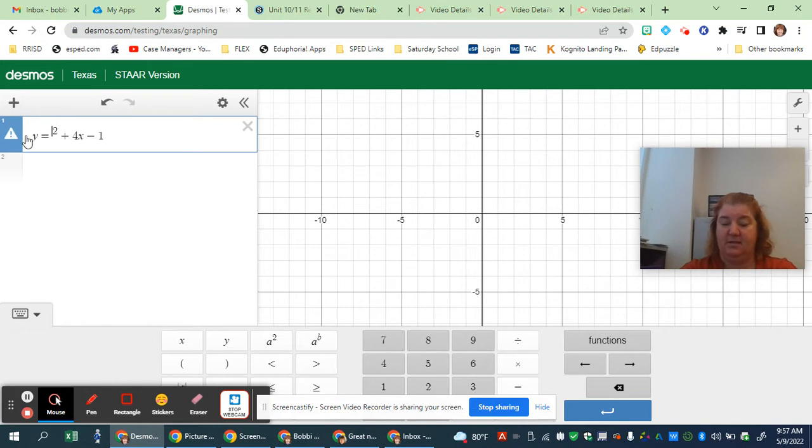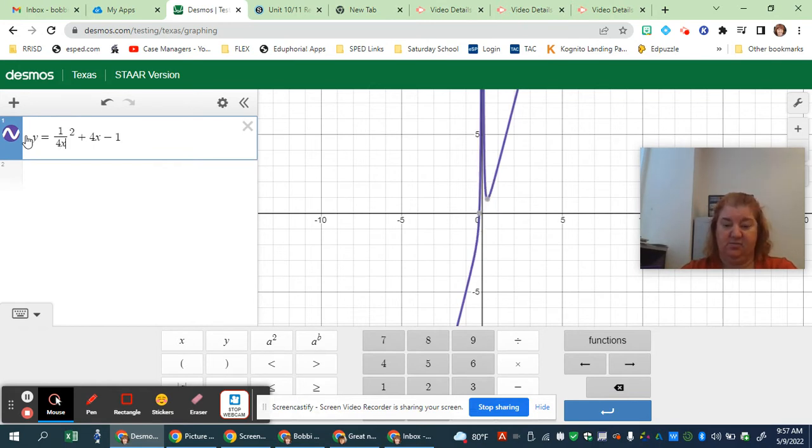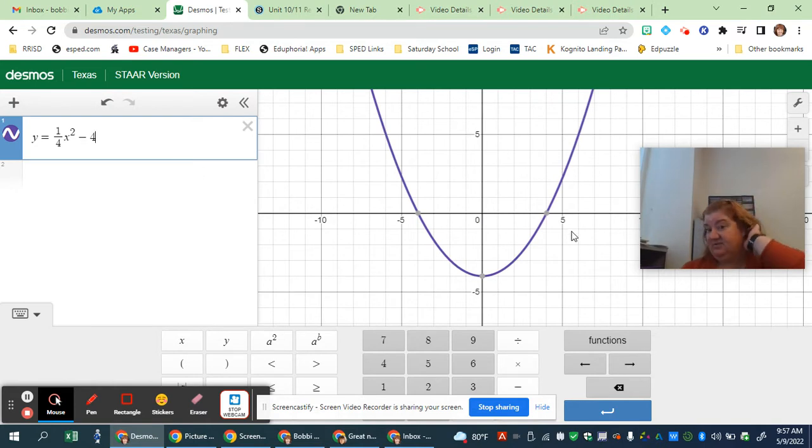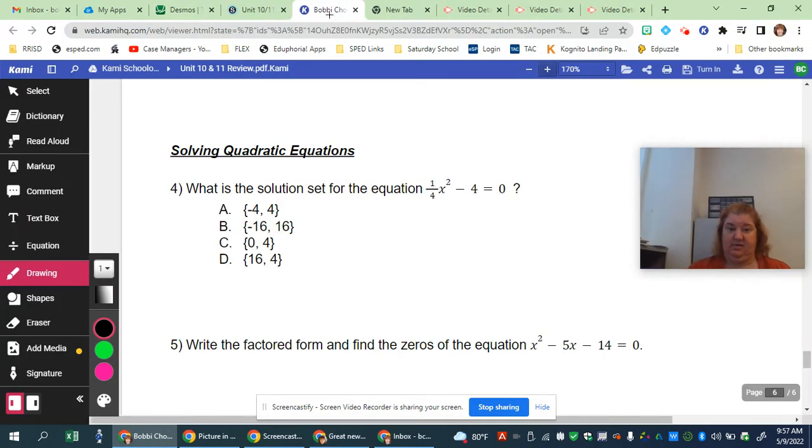actually I could have kept that there, 1/4 x squared minus 4. There it is. So then I look and it's going to be 4 and negative 4. So I come back here and it's 4 and negative 4.